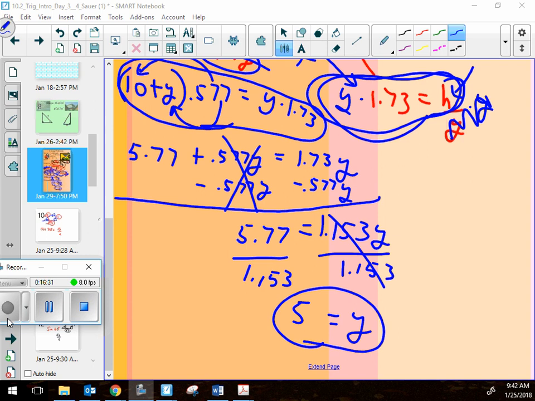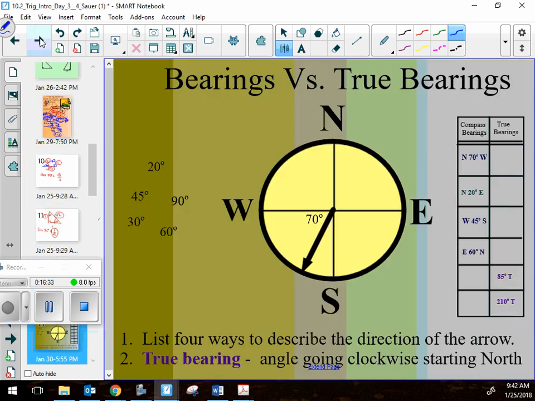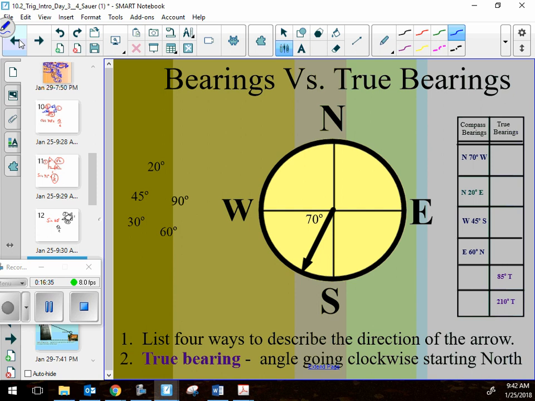All right, now let's get into some more stuff that you get to learn about pre-calc that you didn't know before. One of them is bearings versus true bearings. This doesn't maybe even seem like pre-calc, but it is. It's going to be involved in word problems, and it involves using sine, cosine, and tangent and right triangles.